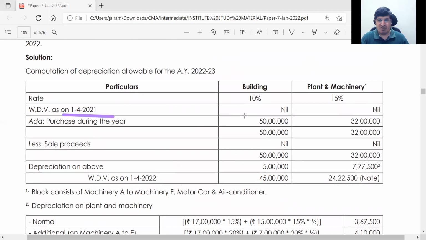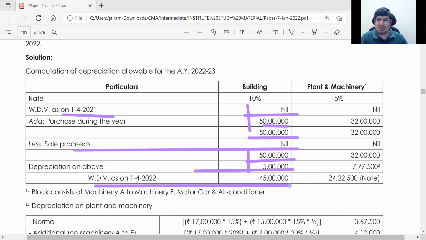See, opening WDV is nil, right? Purchase is 50 lakhs. This plus this gives you 50 lakhs, less sale proceeds nil. Balance is 50 lakhs again. Depreciation 10%, 5 lakhs, and 50 minus 5 gives you WDV as on 1/4/2022, 45 lakhs. Okay, straightforward, right? Now we have to do plant and machinery.